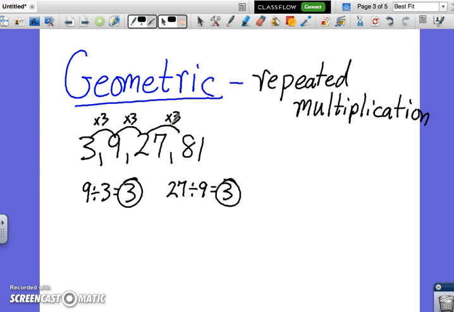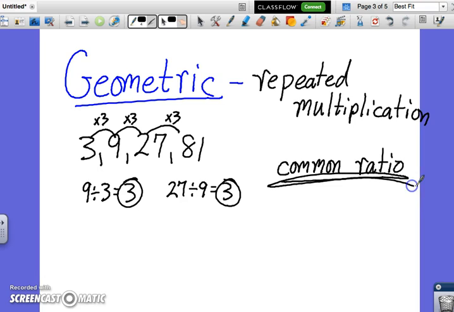So we could repeat this pattern, and we say that this common number that we're dealing with here is a common ratio. Remember that term, common ratio. For an arithmetic sequence, it's a common difference. For a geometric series, it is a common ratio.